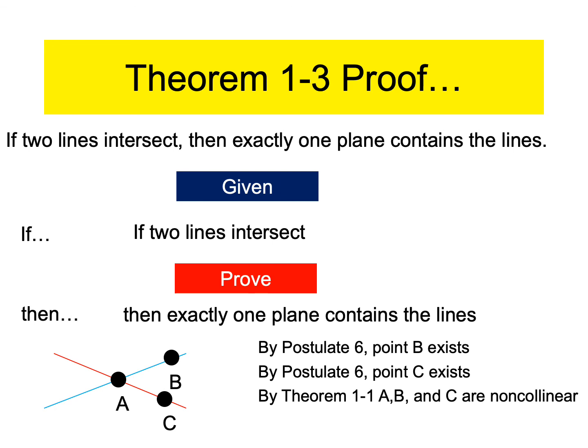We're almost done. One more statement, and we've proved it. Remember, we're trying to prove that if the 2 lines intersect, then they lie on only one plane. Postulate 7 says that if you have 3 non-collinear points, and I have 3, A, B, C, that we proved are non-collinear, then there's only one plane that contains them. Therefore, we proved what we wanted to. If 2 lines intersect, then exactly one plane contains the lines. That's how our proof is done.